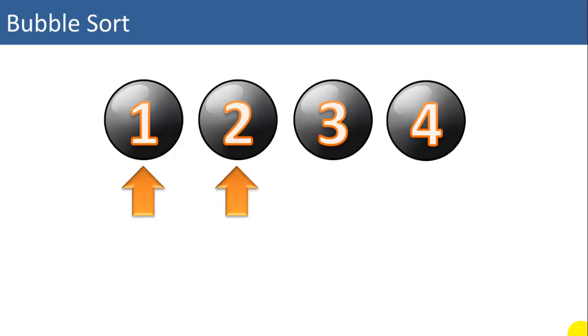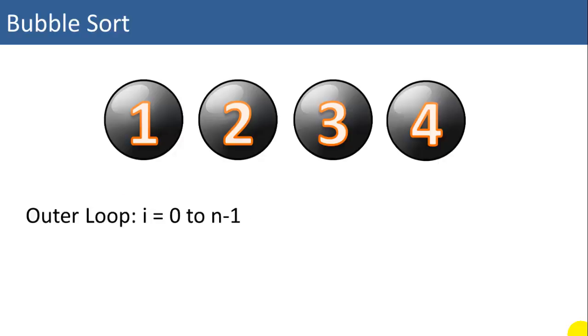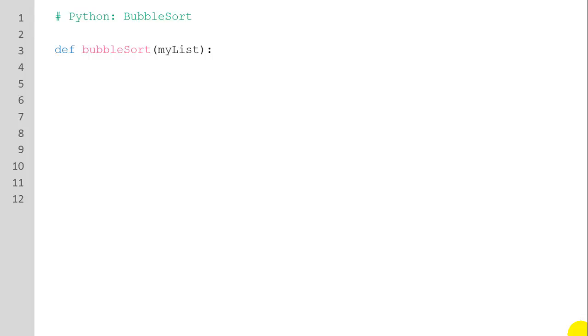So we went through the list 3 times. We have a 4-item list. We use a nested loop to solve this problem. So our outer loop, let's say we use a loop variable i, will range from 0 to n minus 1, where n is the number of items in a list, so 0 to 3. And the inner loop, j, will go from 0 to n minus 1 minus i, because we know that last item in the list is already sorted. So let's see how we code this in Python.